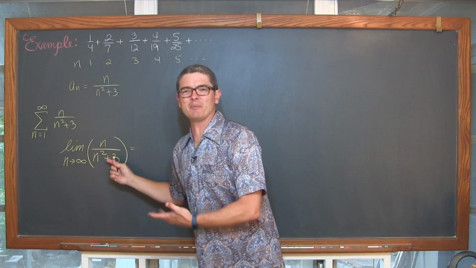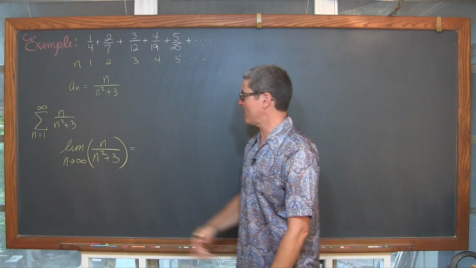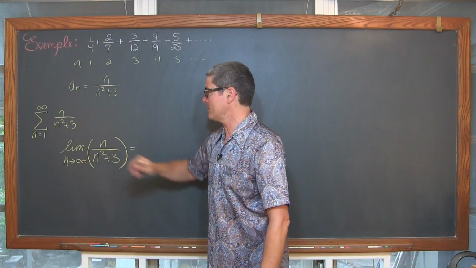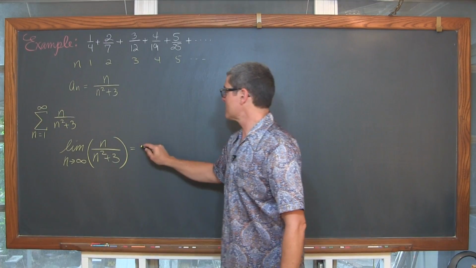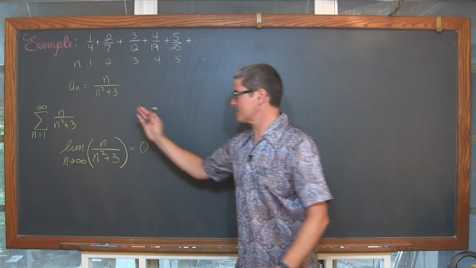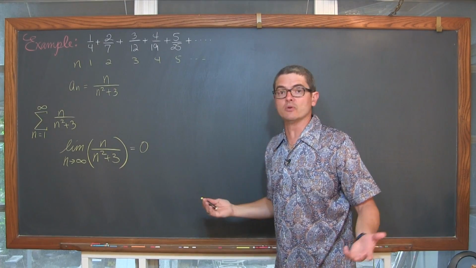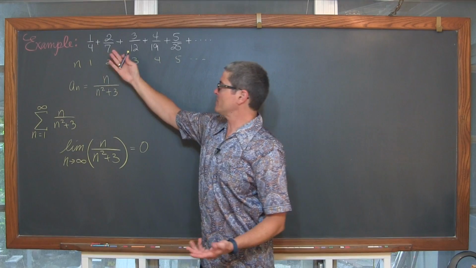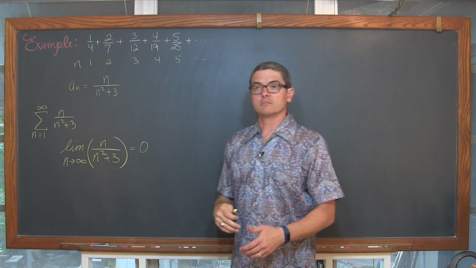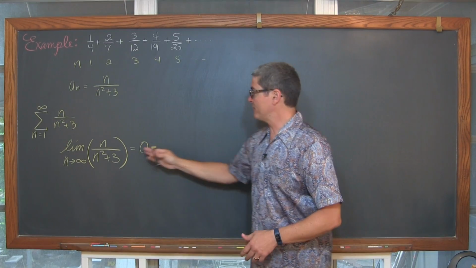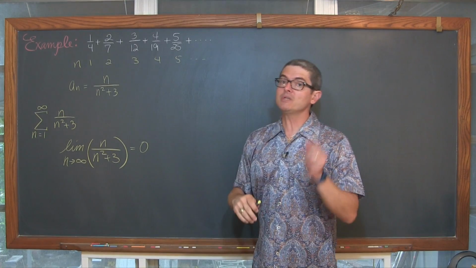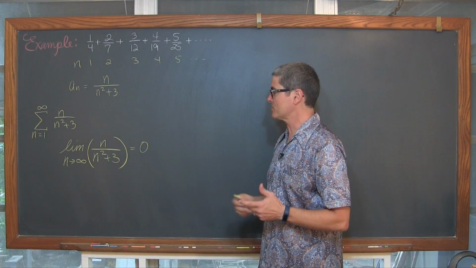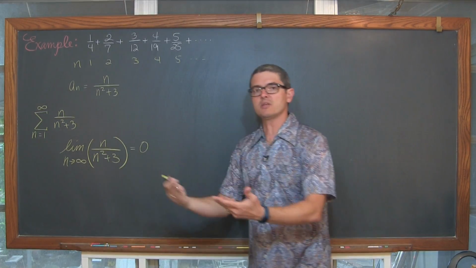Depending on, hope by now we're probably not expecting too much work with these problems. The numerator has a degree of 1, the denominator has a degree of 2, so this is going to approach 0. As n approaches infinity, the a sub n term is going to approach 0. That doesn't mean the series converges, but if this were not equal to 0, it would guarantee that it would diverge. So let's go ahead and continue on.